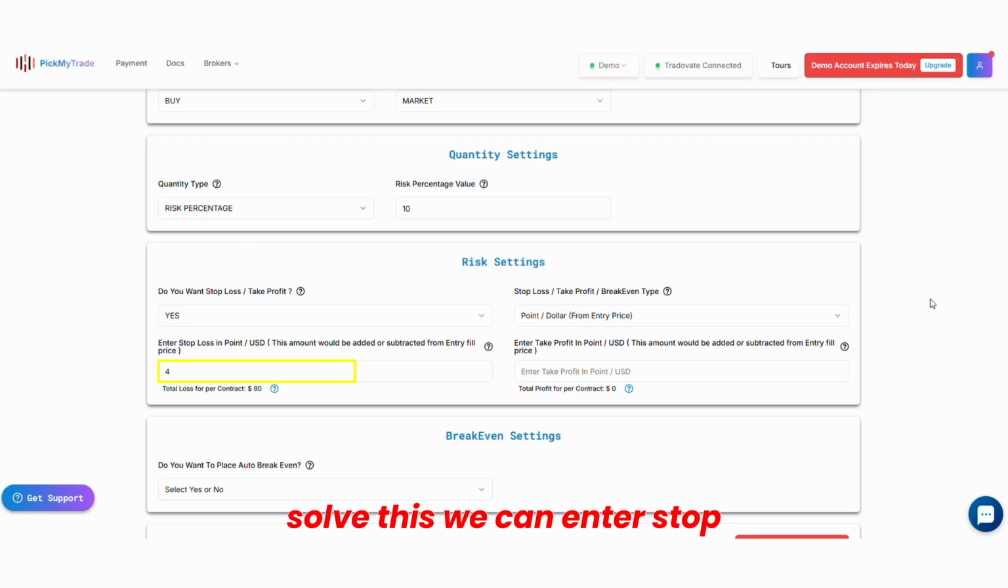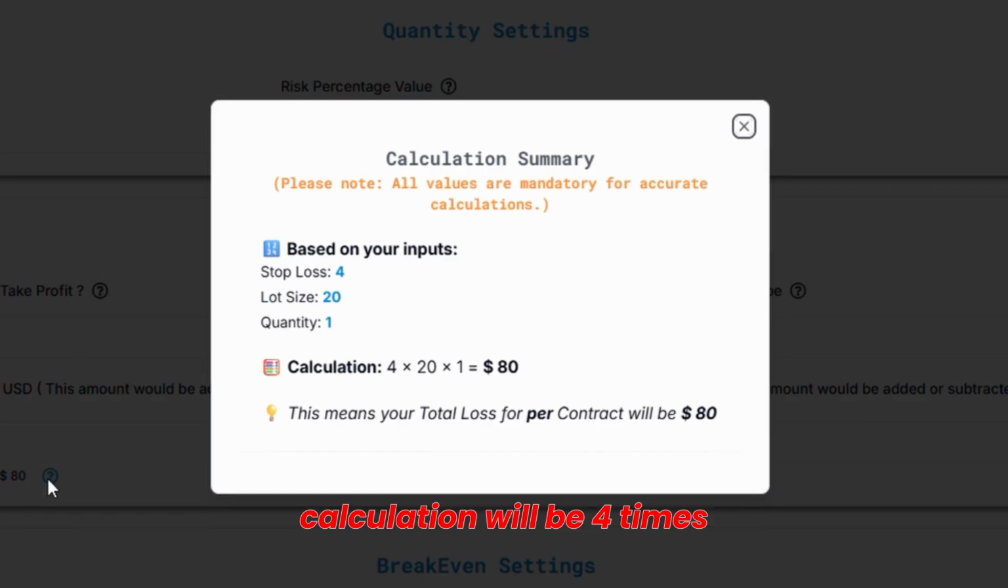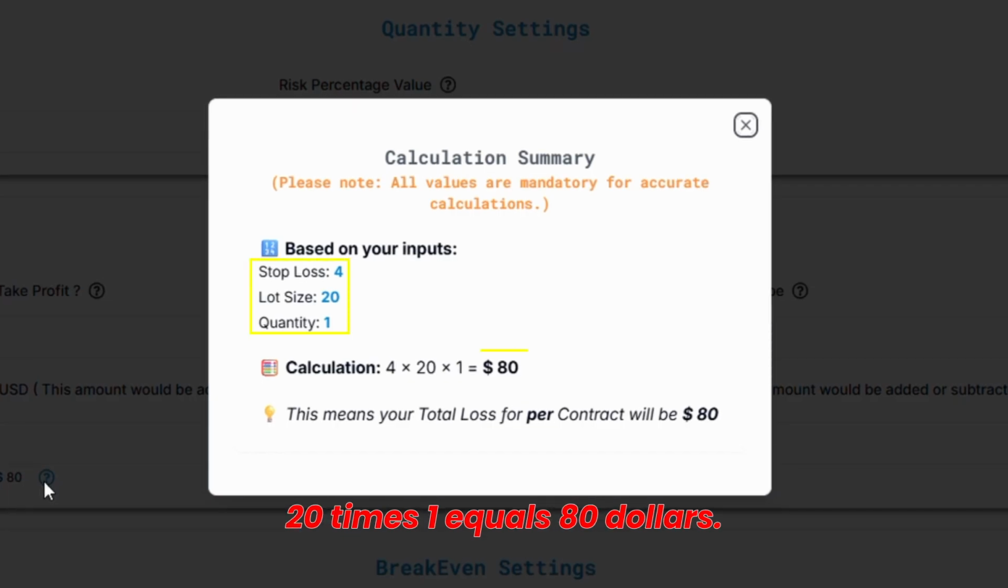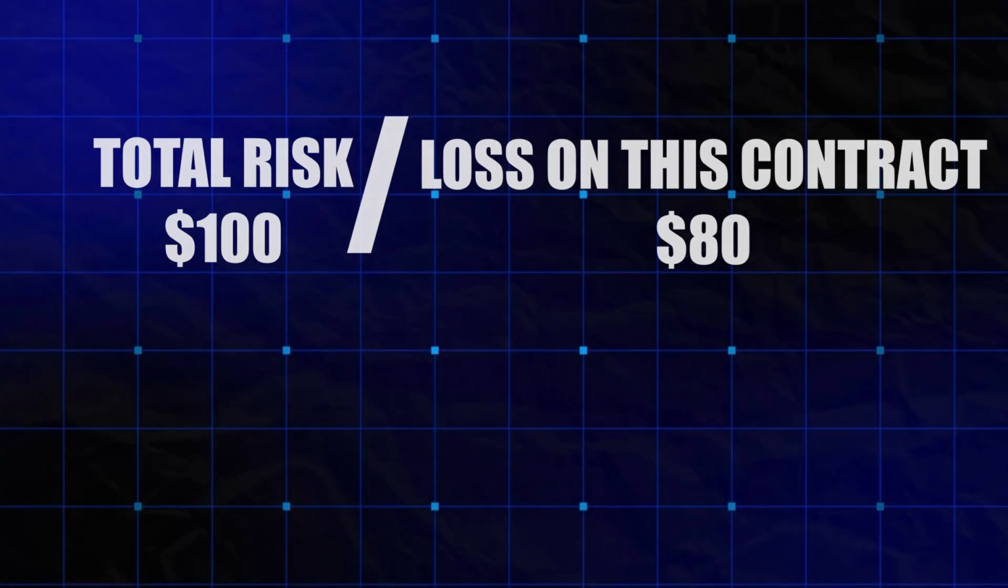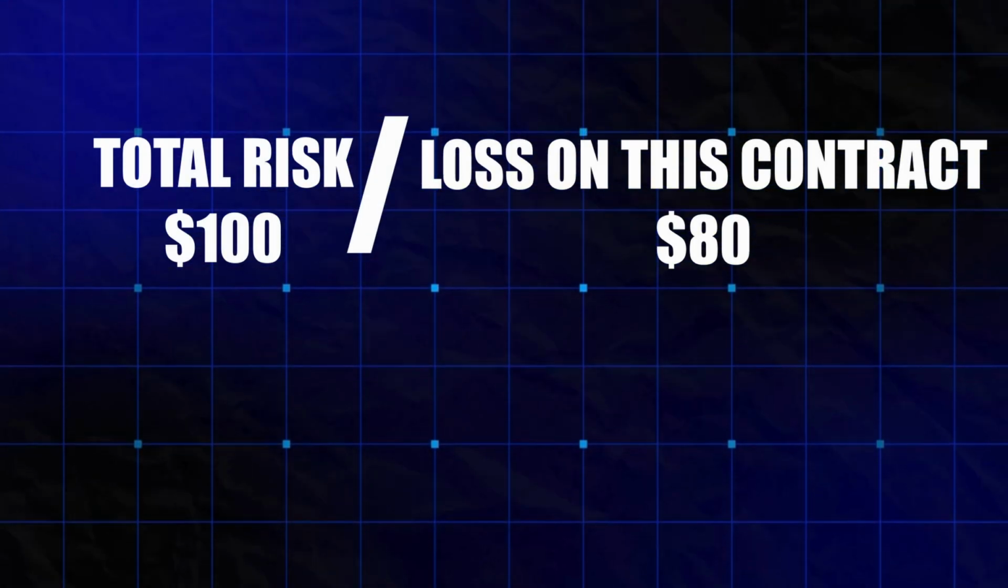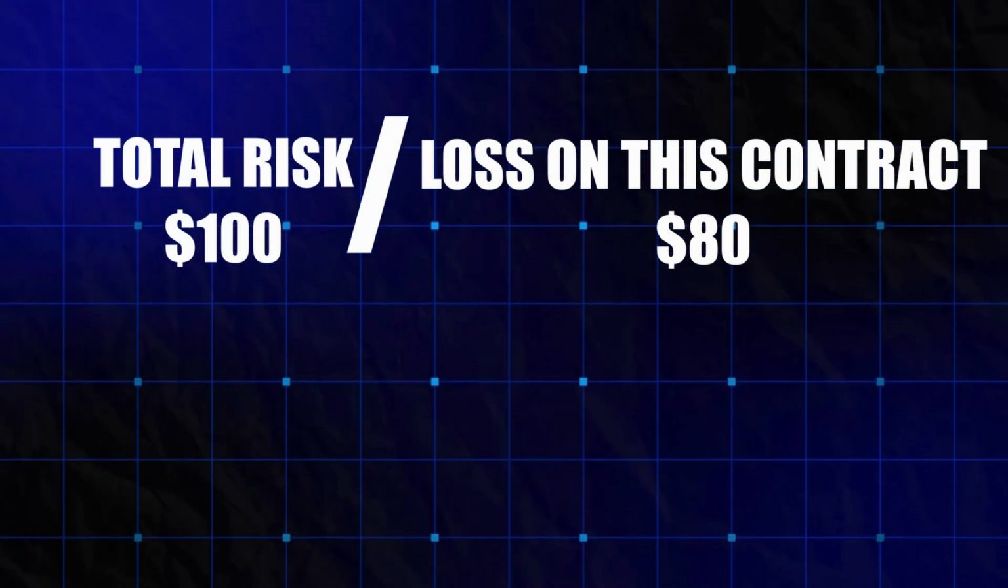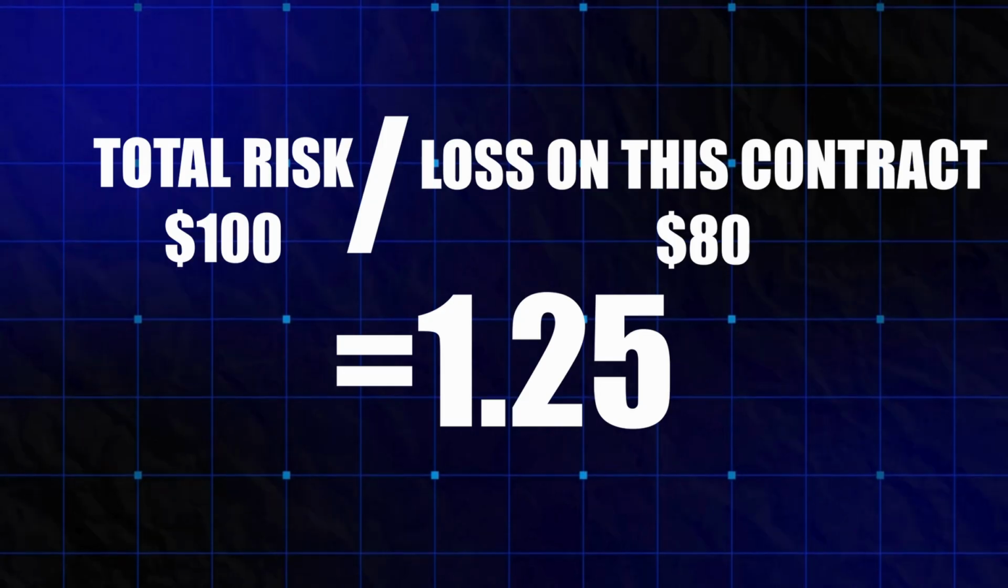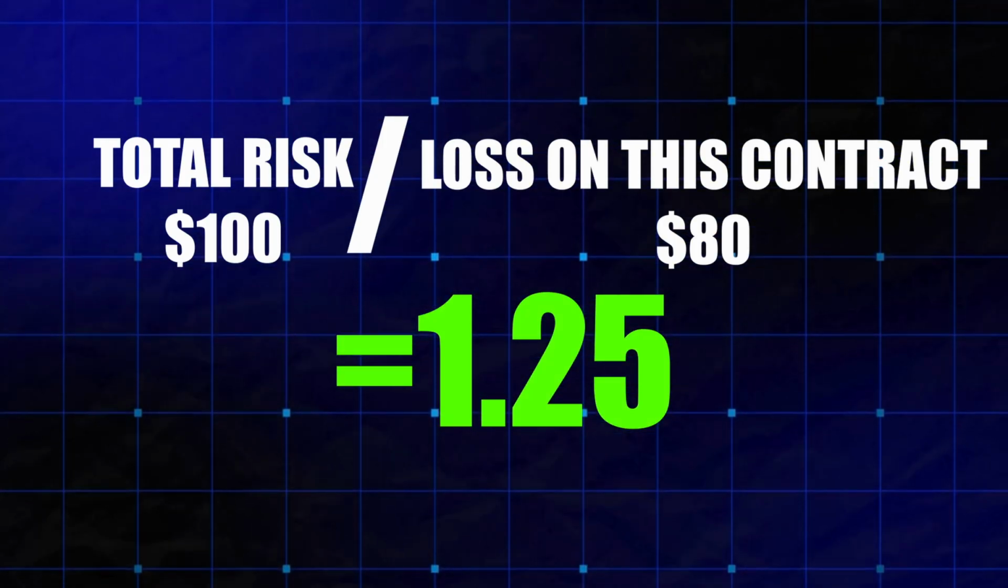To solve this, we can enter stop loss value in points as 4. Now the calculation will be 4 times 20 times 1 equals $80. So if we divide the total risk by loss on this contract, $80, the value we get is 1.25, which is greater than 1, so the order will go through without any problem.